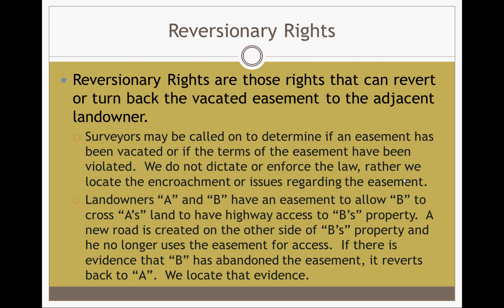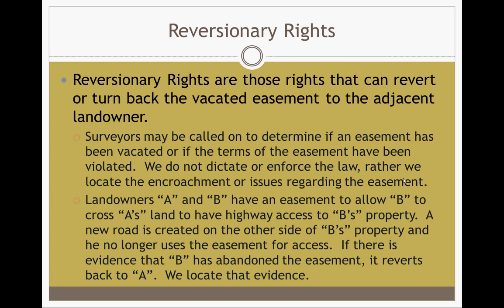Let's talk about reversionary rights. Now, reversionary rights are those rights that can revert or turn back the vacated easement to the adjacent landowner. So let's say that landowners A and B have an easement to allow B to cross A's land to have highway access to B's property. So he needs to be able to get to the highway from his property, but he doesn't have a way. So what they're going to do is agree on an easement so he can ingress and egress his property.